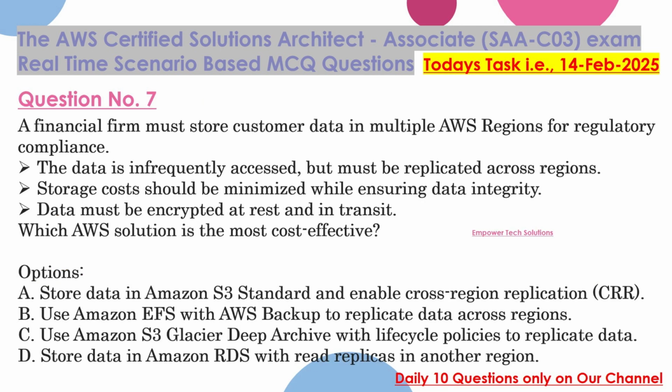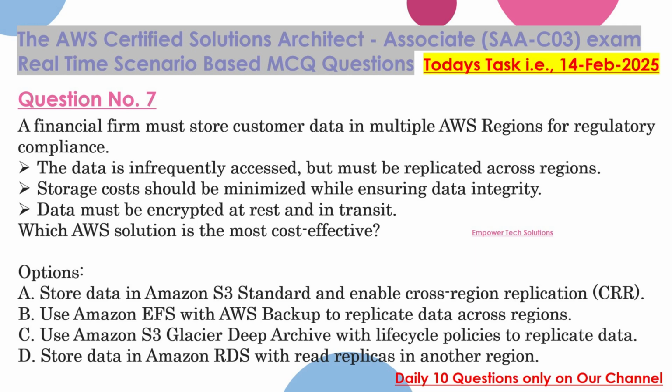Question 7. A financial firm must store customer data in multiple AWS regions for regulatory compliance. The data is infrequently accessed, but must be replicated across regions. Storage costs should be minimized while ensuring data integrity. Data must be encrypted at rest and in transit. Which AWS solution is the most cost-effective?